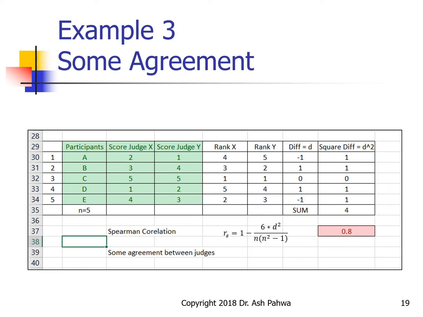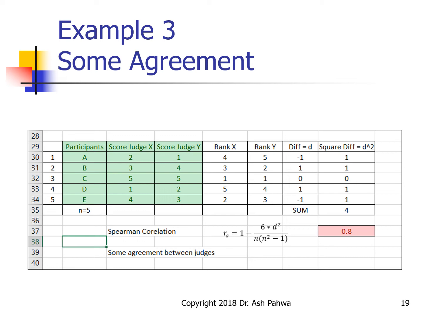Now let us look at the third example, the last example. Here we have 5 athletes, and the scores given by Judge X are 2, 3, 5, 1, 4, and the scores given by Judge Y are 1, 4, 5, 2, and 3. Let us compute the rank of X and the rank of Y, then compute the difference and square it. The sum comes out to be 4. Now if you compute the Spearman correlation, it is 0.8. So 0.8 is not that bad.